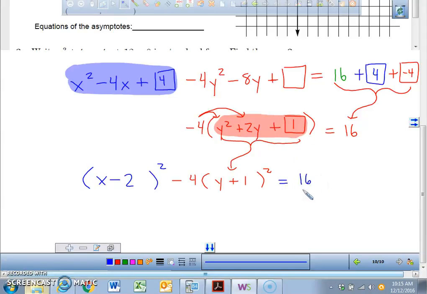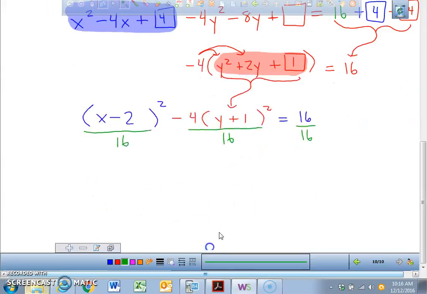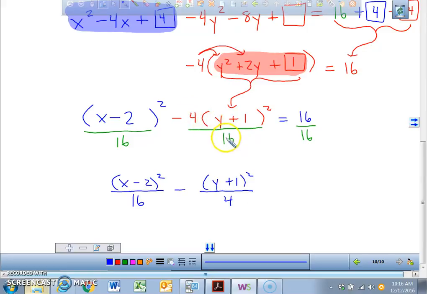But I don't want the right side to equal a 16. I want the right side to equal a 1. So what do I have to do to everything? Divide everything by a 16. So here's your final answer for your equation. X minus 2 squared over 16 minus y plus 1 squared over a 4, because 4 goes into 16 4 times equals 1.